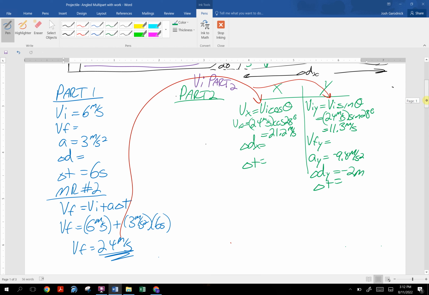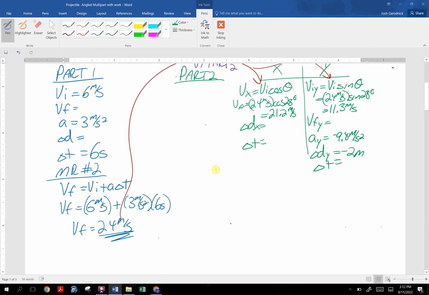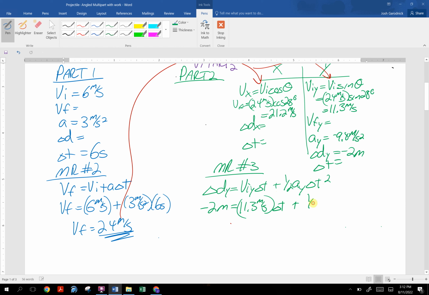By now, you should be experts with this. We're going to be doing a little math rep number 3. Delta dy equals initial vertical velocity times time plus 1/2 acceleration times time squared. Negative 2 meters equals 11.3 meters per second times time. That's your initial velocity times time plus 1/2 acceleration times time squared.